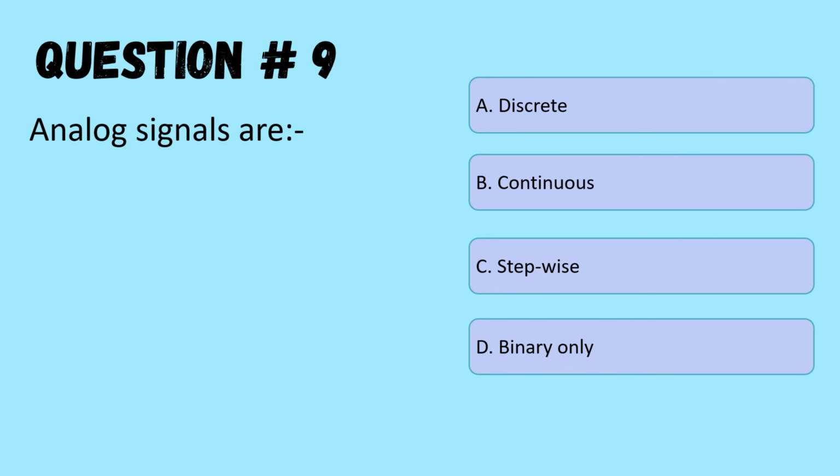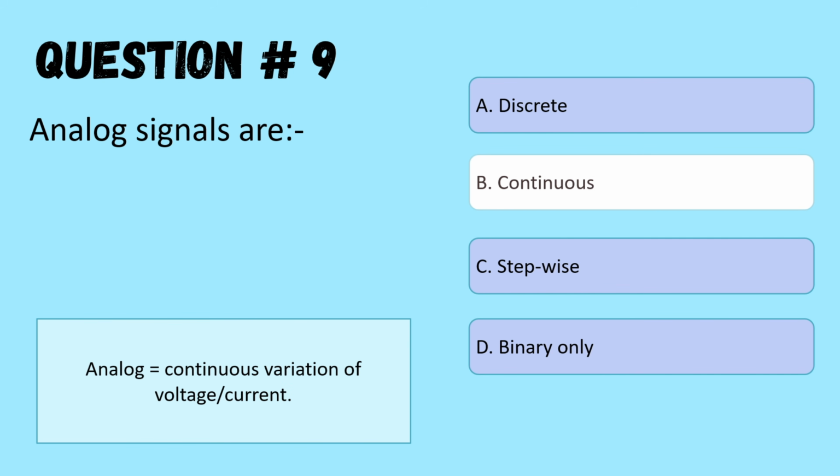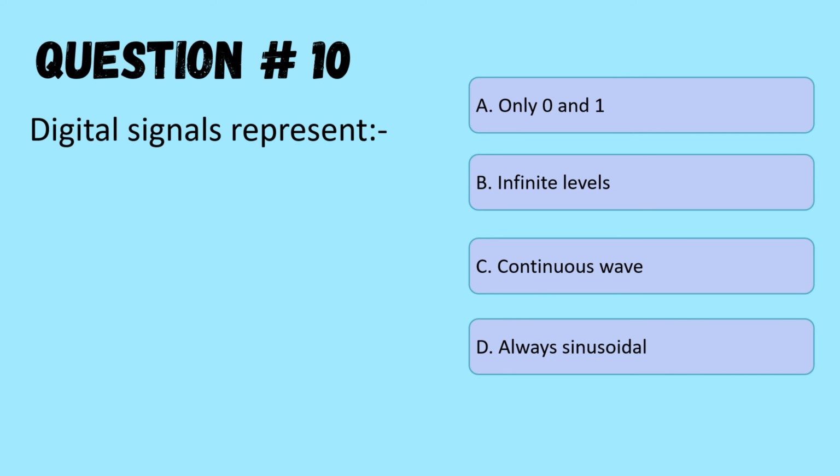So we are moving to the next question. Next question is: analog signals are? Options are discrete, continuous, stepwise or binary. So the correct option is option B, continuous. So we are moving to the next question. Next question is: digital signal represents? Options are only 0 and 1, infinity levels, continuous wave or always sinusoidal. So the correct option is option A, only 0 and 1.